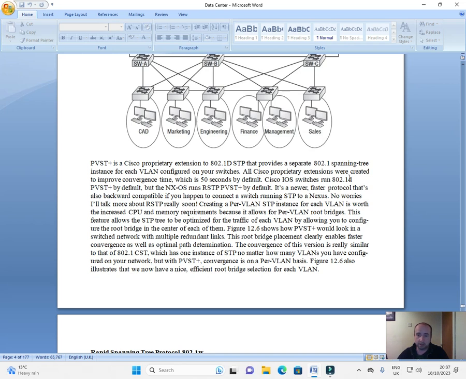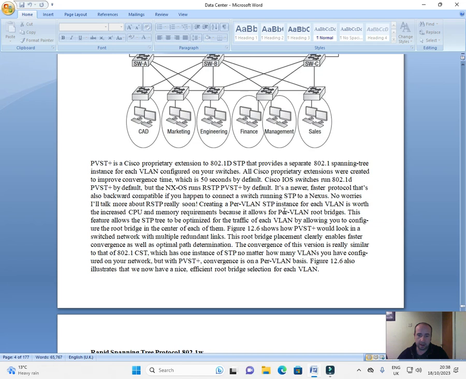All Cisco proprietary extensions were created to improve convergence time, which is 50 seconds by default. Cisco IOS switches run 802.1D PVST Plus by default, but the NX-OS runs RSTP PVST Plus by default. It's a newer, faster protocol that's also backward compatible if you happen to connect a switch running STP to a Nexus. No worries, I'll talk more about RSTP really soon.